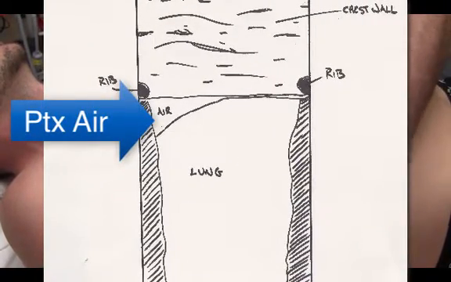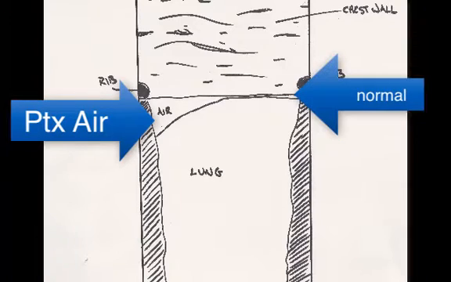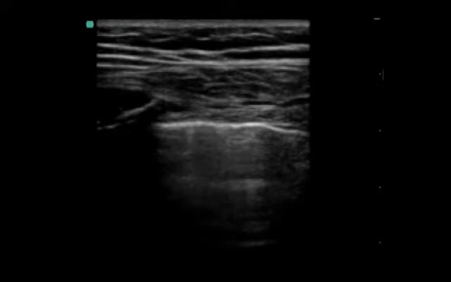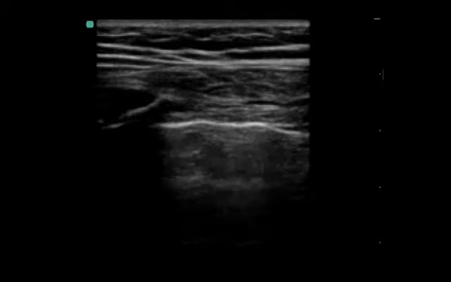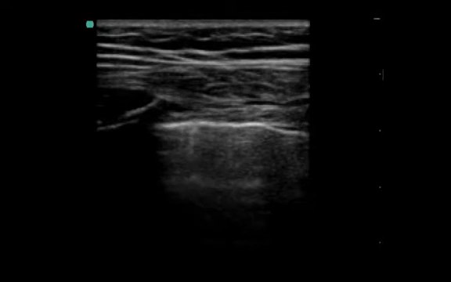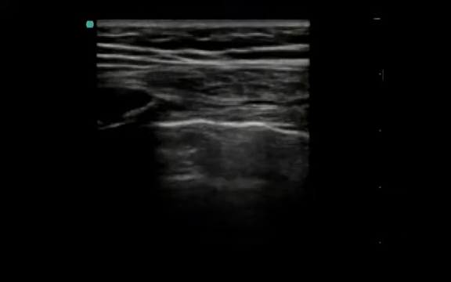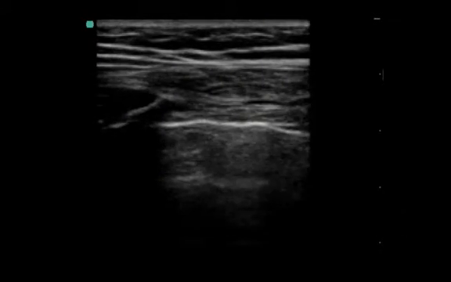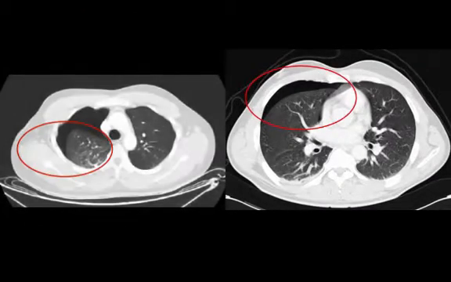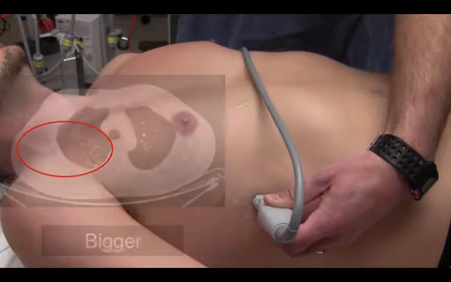There's air in the pneumothorax, there's normal lung, and the intersection between the two is what we call the lung point. This is the most sensitive sign for a pneumothorax. And this is what it looks like on the ultrasound image. You can see that lung sliding coming in and out of the screen as the patient's breathing. Now once you find that lung point, the farther posterior it is, the bigger the pneumothorax is going to be.